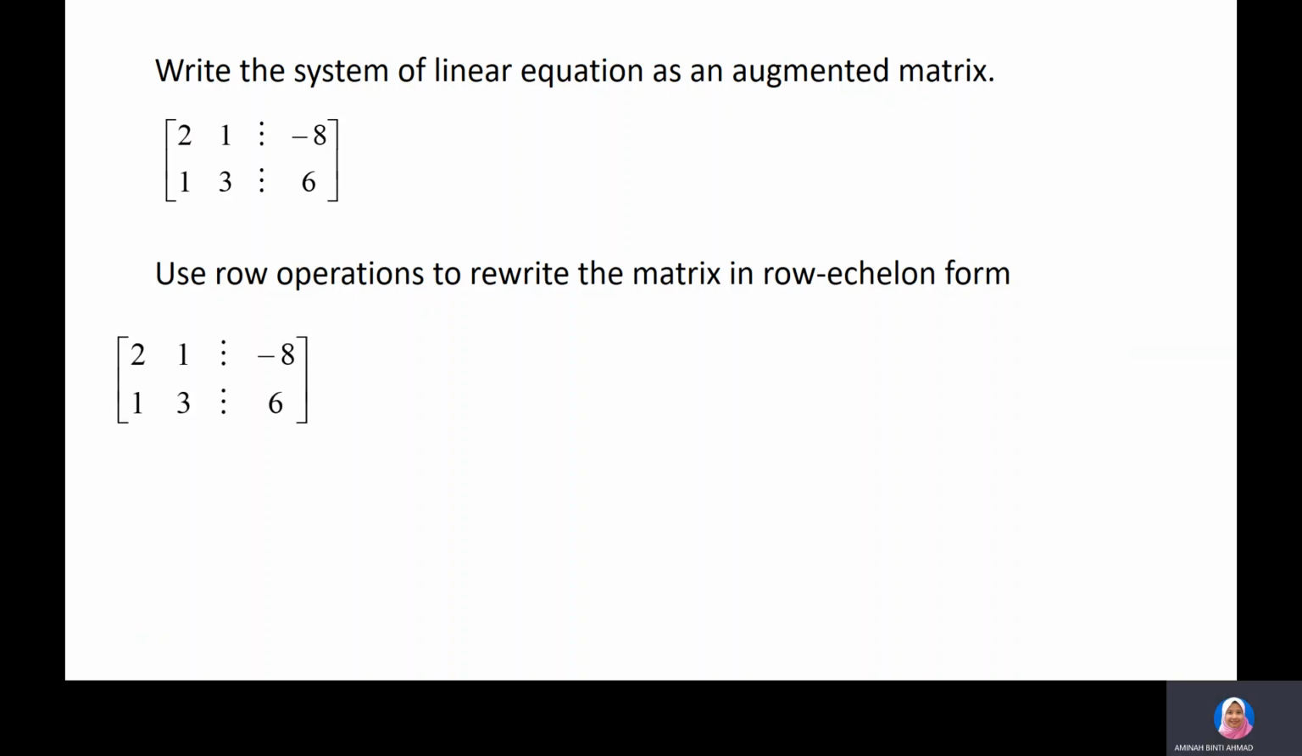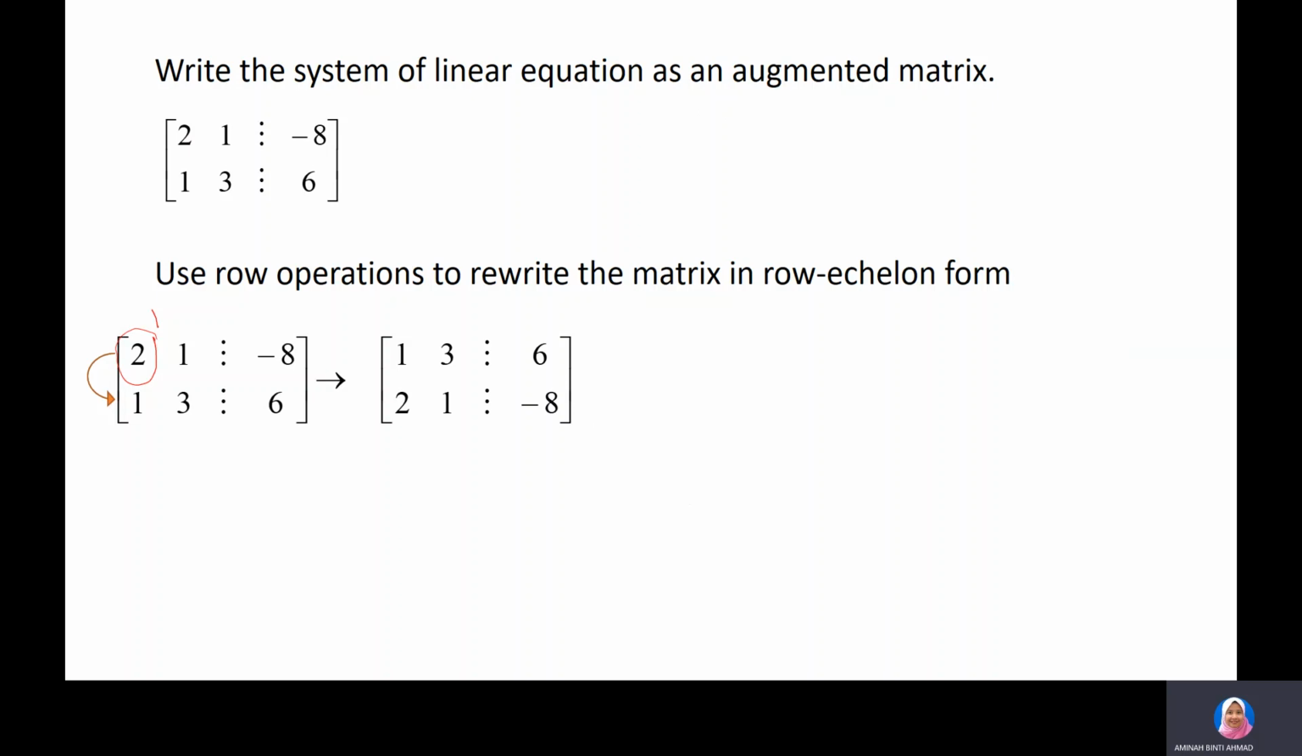First, we want to make sure the first row, first column entry equals 1. But we can see that we have 1 in the second row, so we can just interchange the first row with the second row and the second row with the first row. So we interchange, and we get 1, 3, 6, 2, 1, -8.